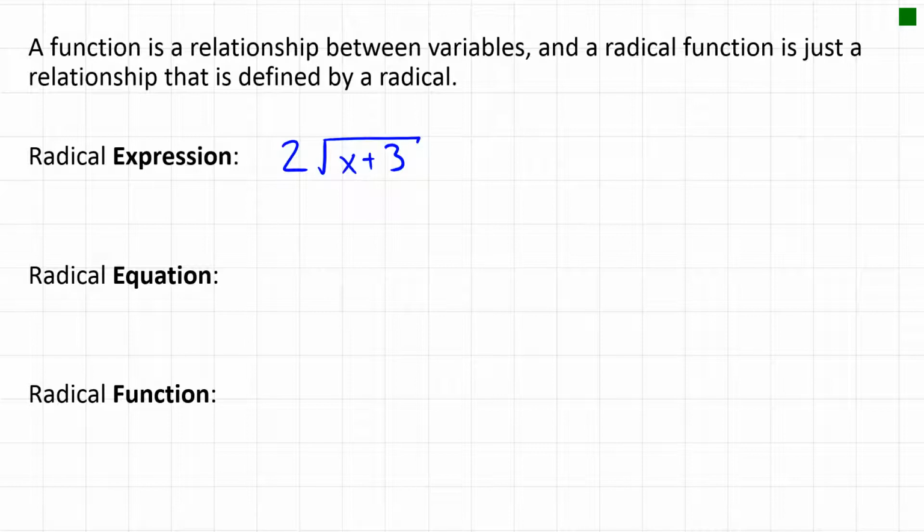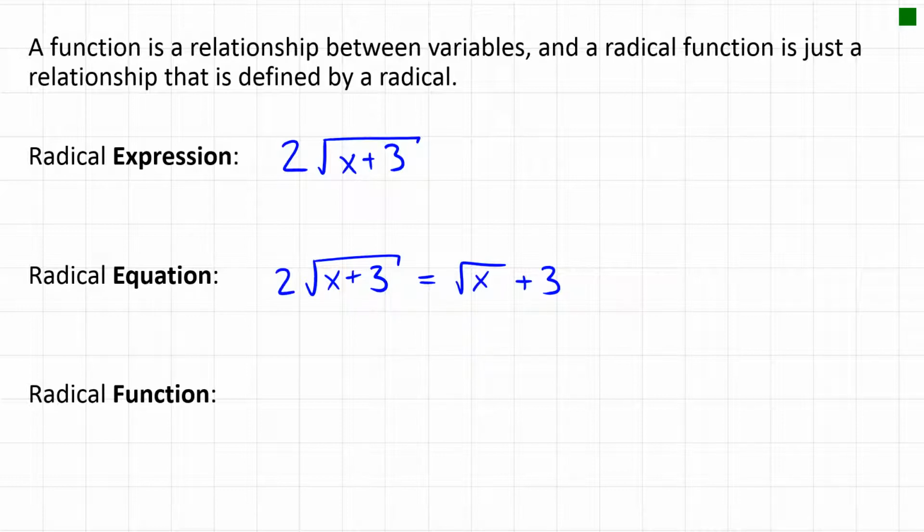It's just a statement. A radical equation, we could start with the same thing, but then all of a sudden we have something that it's equal to, like that. That would be an example of a radical equation. Now there's a relationship here, and there should hopefully be one value of x that makes this equation true. But as we've seen, some radical equations don't actually have solutions.